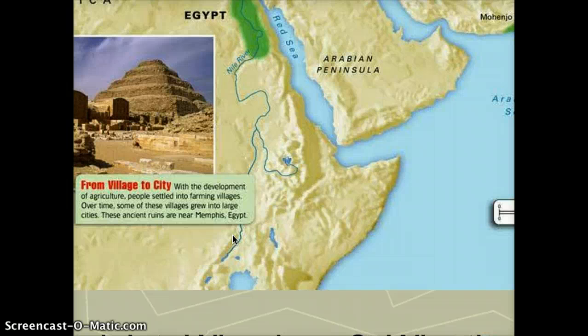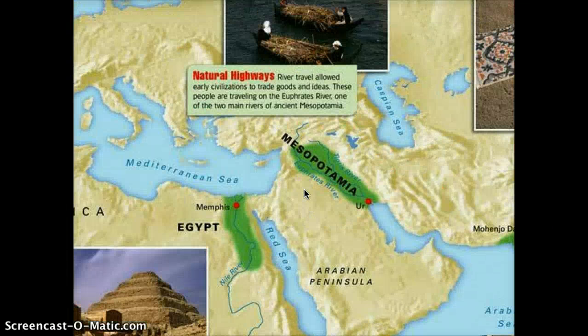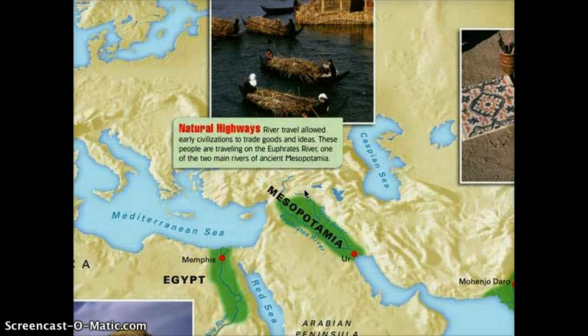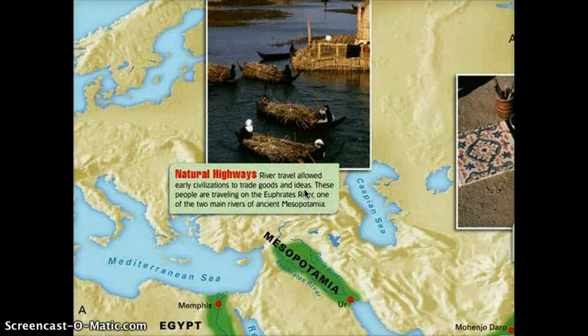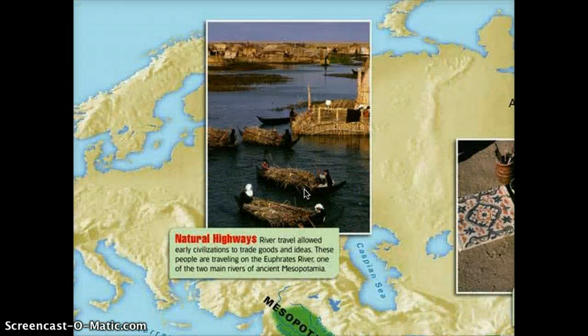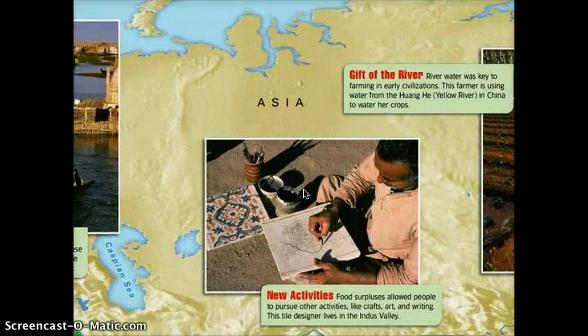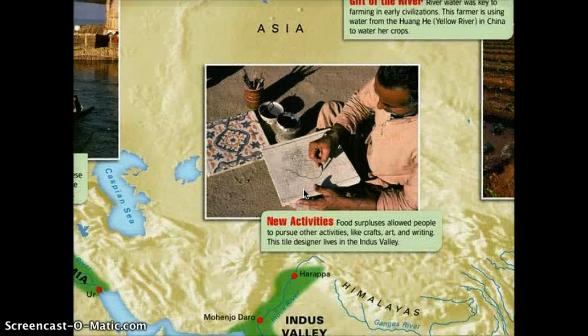So we've got from village to city: with the development of agriculture, people settled into farming villages. Over time, some of these villages grew into large cities. Then here you have some in Egypt. Okay, so we have that development from village to city, like the ones we studied previously with Banpo and Chilka and others. Rivers: river travel allowed early civilizations to trade goods and ideas. These people, you can see, are traveling on the Euphrates, one of the Mesopotamian rivers, so rivers become important. You have new activities that develop.